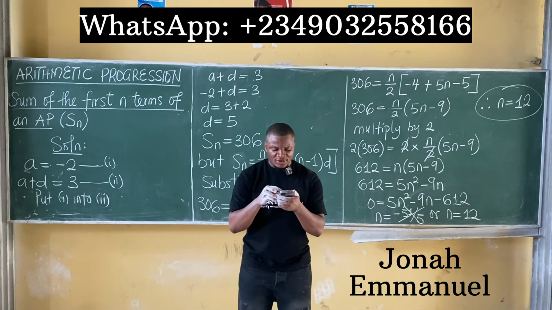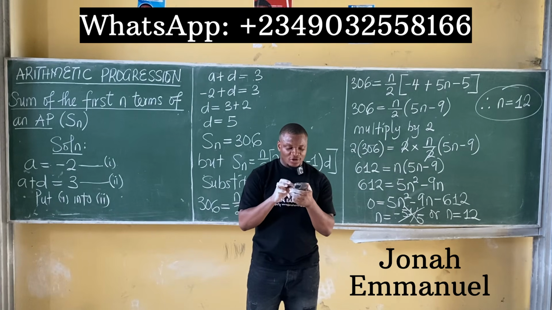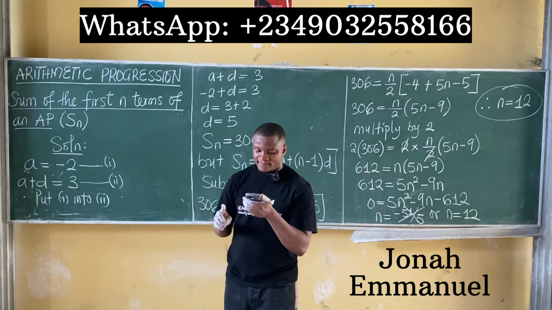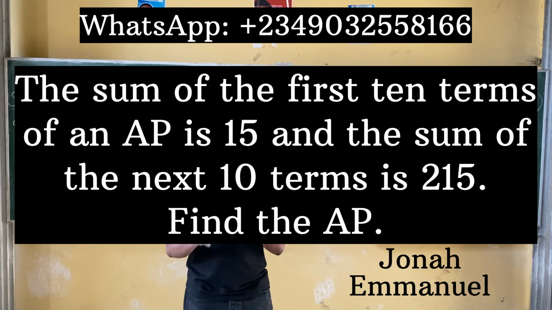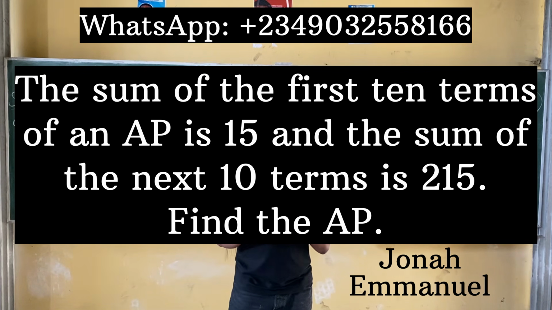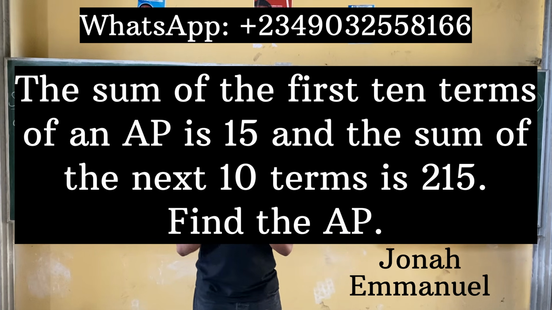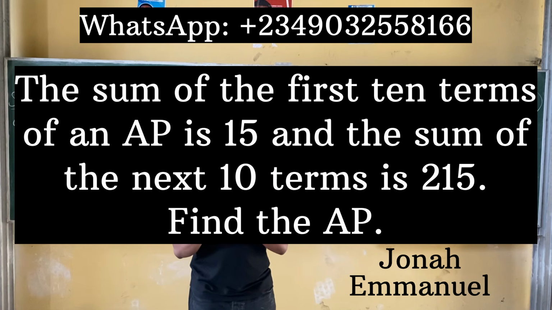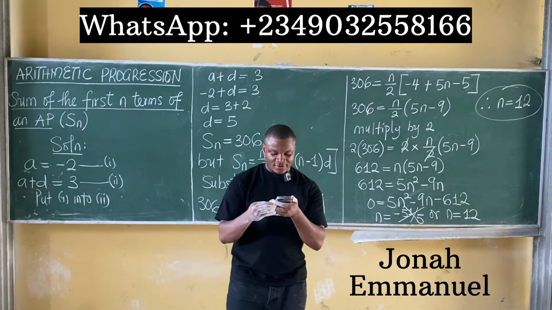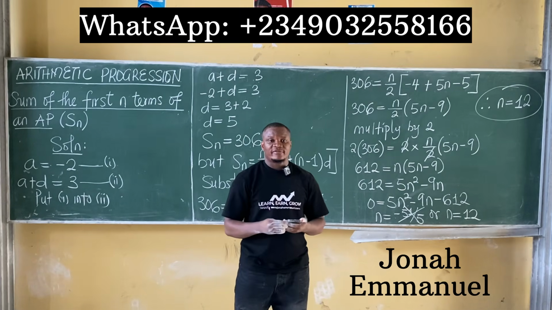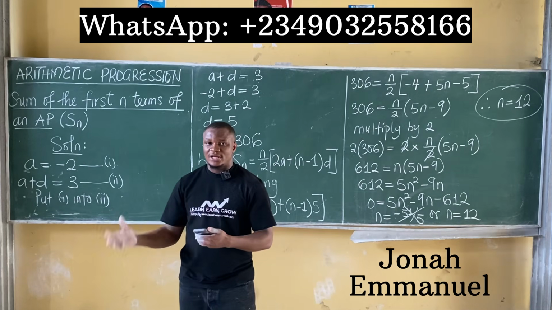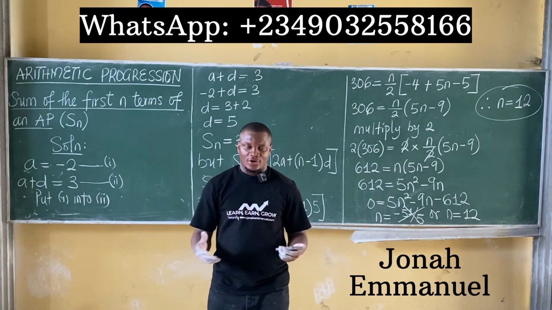As usual, I'll leave a task for you. Solve this question, leave your answer in the comment section. The question here says the sum of the first 10 terms of an AP is 15 and the sum of the next 10 terms is 215. Find the AP. That's the task. See if you can solve that question. Leave your answer in the comment section and I'll give you a reply. I will tell you if you're correct or not.